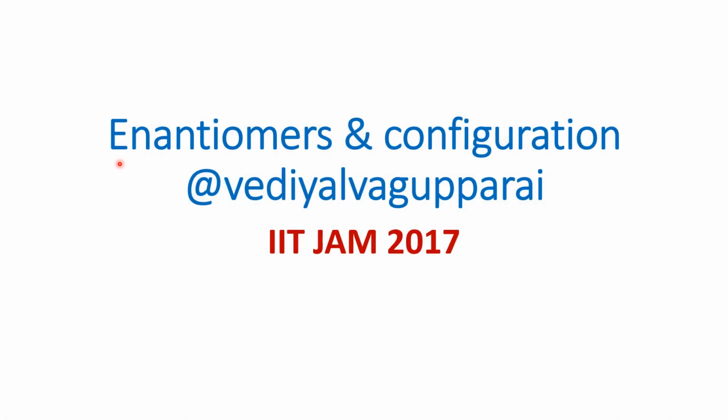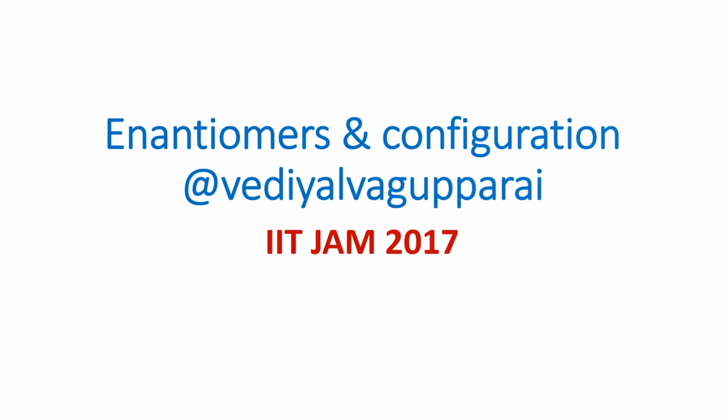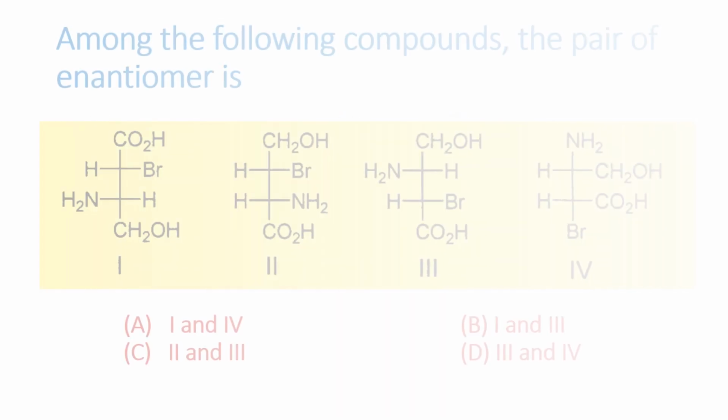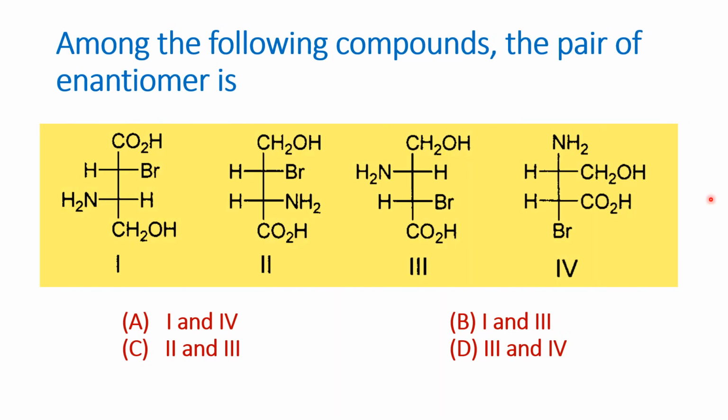In this video, we are going to see about enantiomers and their configuration and how to identify a pair of enantiomers in a given question. So this particular video is based on an IIT JAM 2017 question. Let's see the question. Among the following compounds, the pair of enantiomers is.